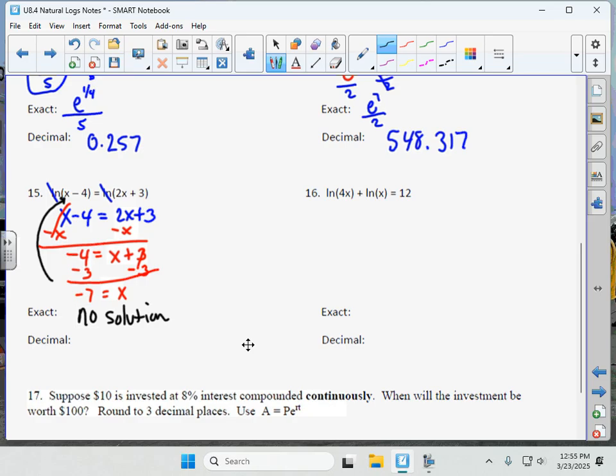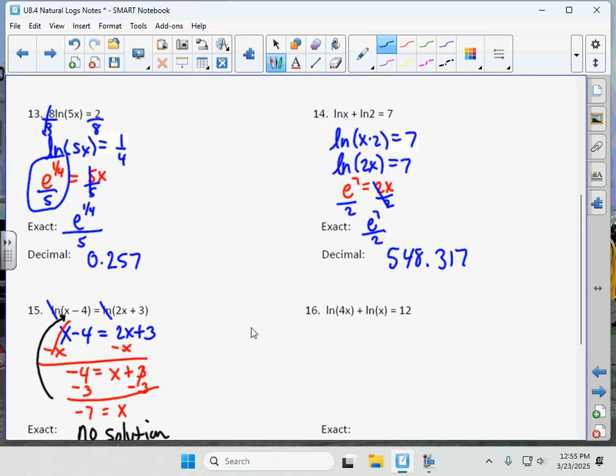Let's go back and check these ones real quick. Again, 0.27, that's positive. If you put it in for x and multiply it by a +5, it stays positive, so that's good. Question 14, 548.317. If you take that and plug it in, since it's positive already, it stays positive, so that's good.